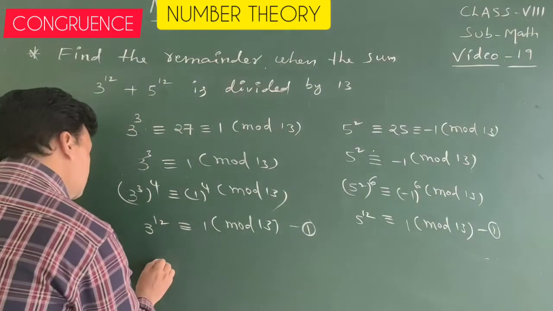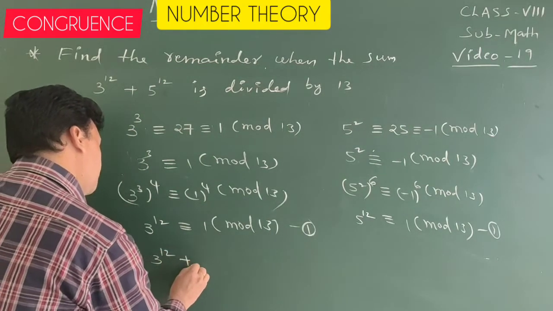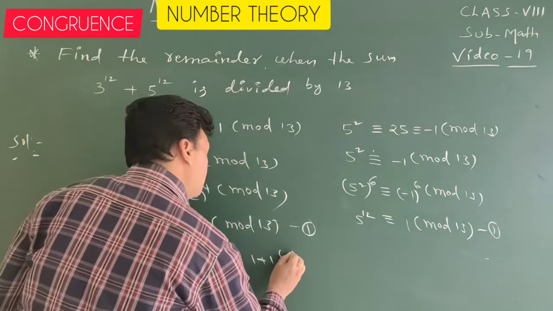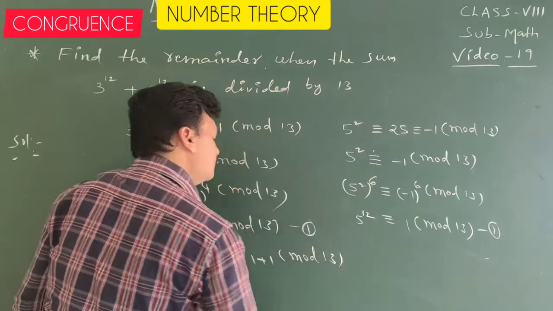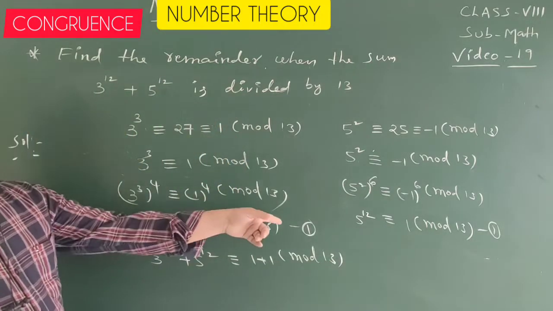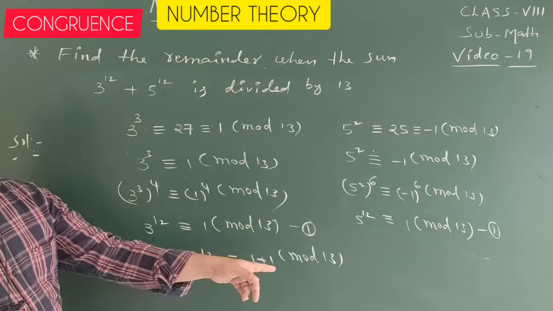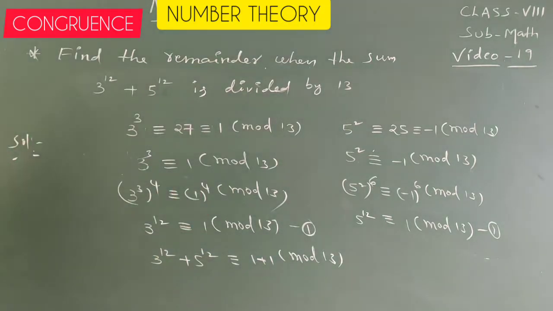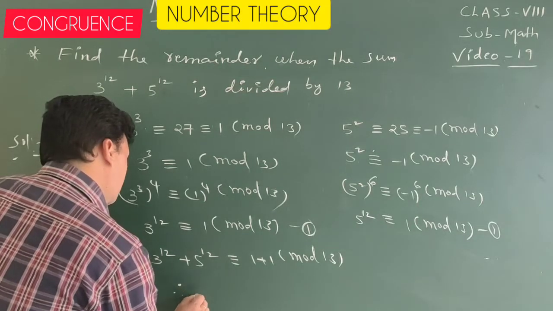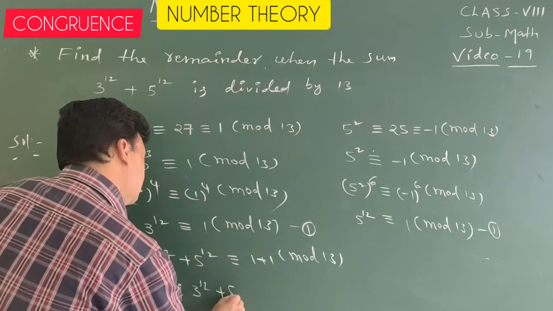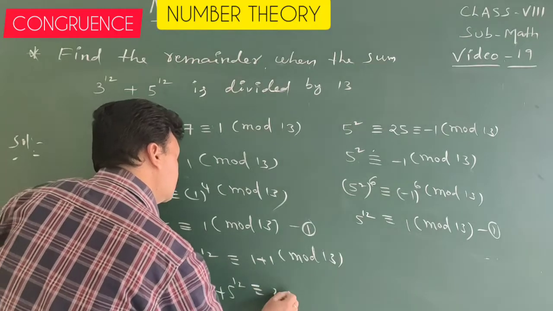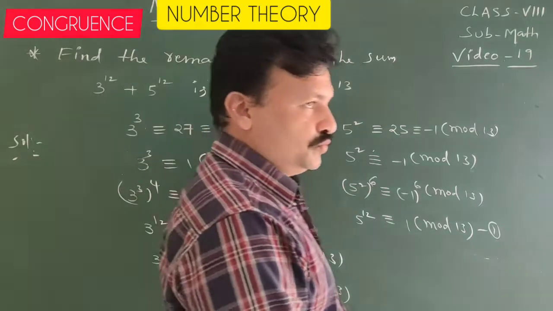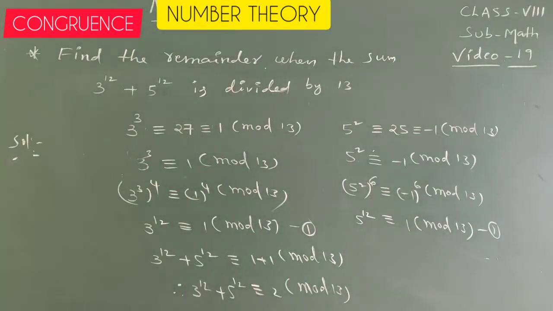So 3 power 12 plus 5 power 12 is congruent to 1 plus 1 mod 13. If A is congruent to B mod M and C is congruent to D mod M, then A plus C is congruent to B plus D, we can write. So therefore 3 power 12 plus 5 power 12 is congruent to 2 mod 13. The required remainder is 2.